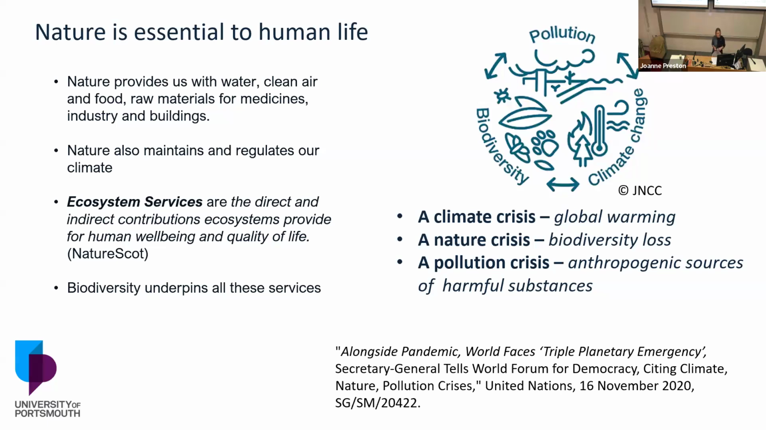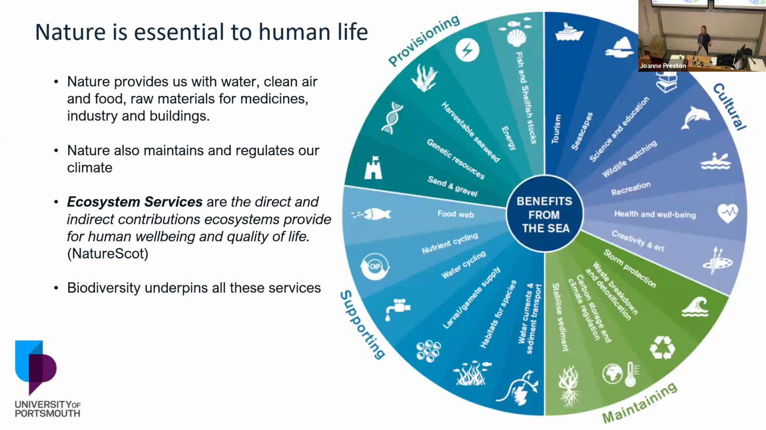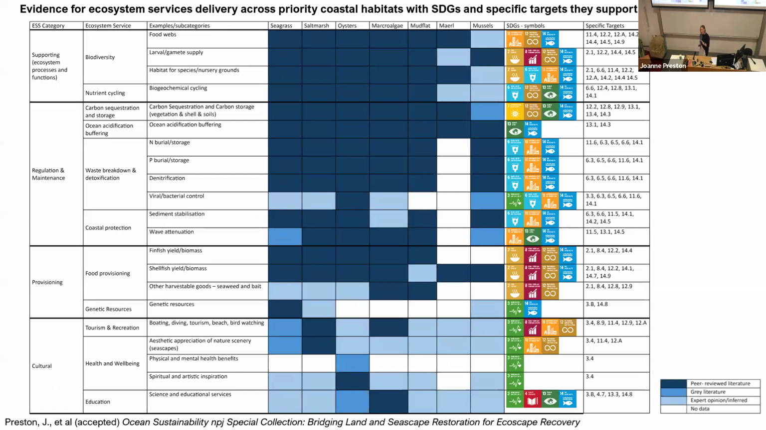So ecosystem services are just the direct and indirect contributions that ecosystems provide for human well-being and quality of life. And this is a really nice diagram of the services or benefits from the sea, all the different environmental ecosystem services that we benefit from habitats and marine environment. This is from Nature Scotland. And so at that conference at ZSL a few years ago, we got together and started off this big study to find out all the evidence of ecological connectivity across the temperate seascape.